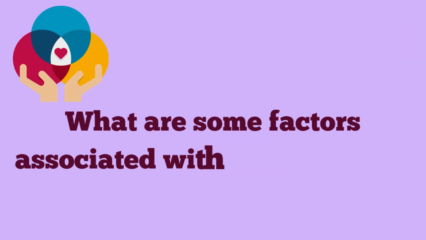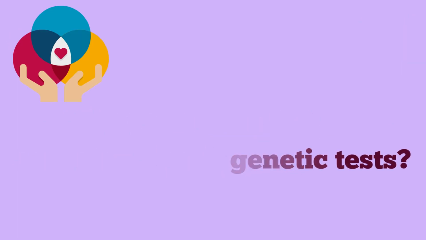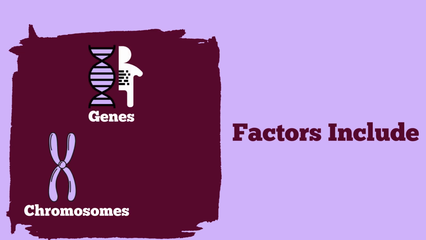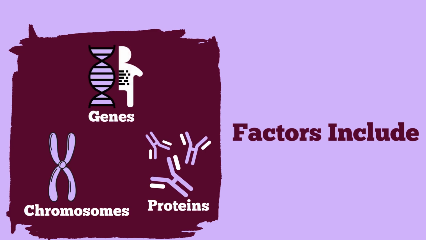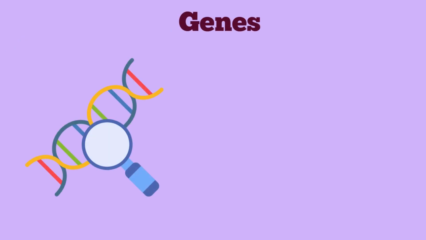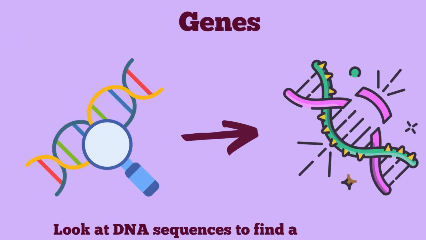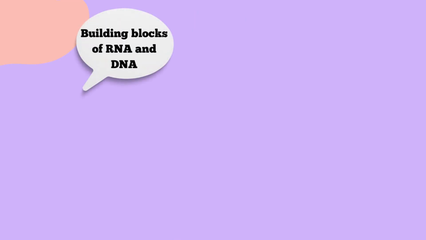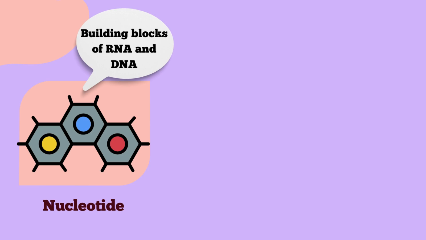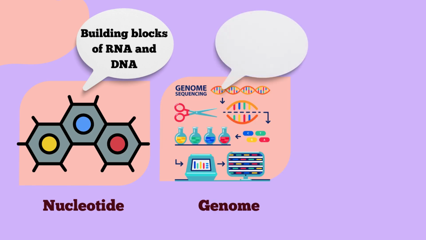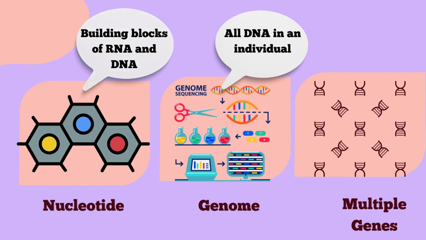What are some factors associated with genetic tests? Your genes, chromosomes, and proteins are all examined during genetic testing. By evaluating the genes, we are looking at the DNA sequences to see if we can find any mutations that may cause genetic disorders. These tests can include looking at the whole nucleotide, the DNA building block, the whole genome, which is all the DNA in an individual, or multiple genes.